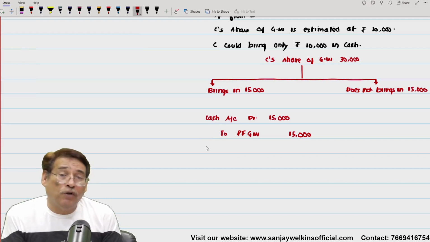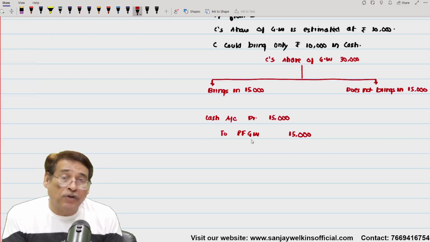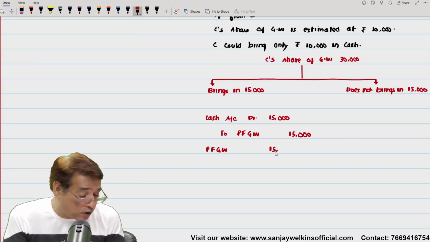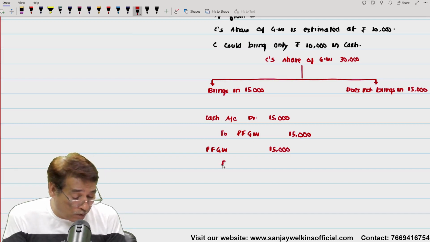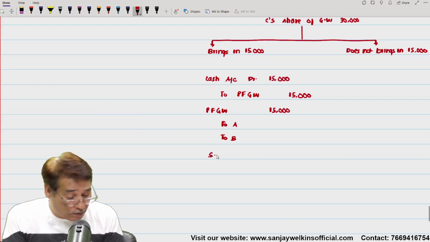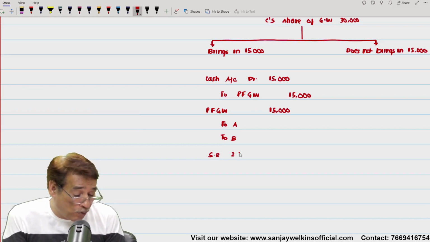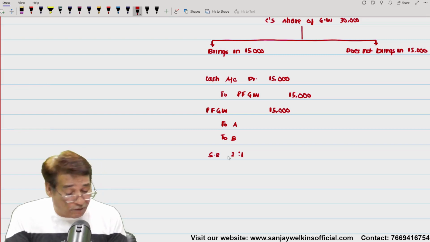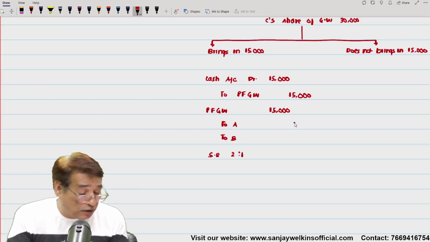The moment you pass this entry, immediately you must credit the amount of premium to the old partners. So the next entry will be premium for goodwill account debit 15,000 to old partners' accounts. Old partners are A and B. This goodwill must be credited in the sacrificing ratio. In this question, A is sacrificing 2/7 and B is sacrificing 1/7 in favor of C. So the sacrificing ratio is 2:1, so 10,000 and 5,000.